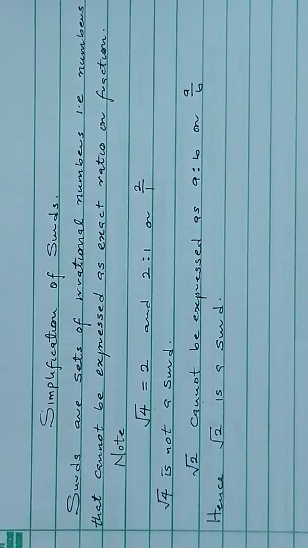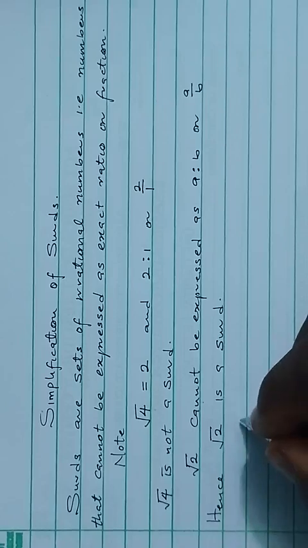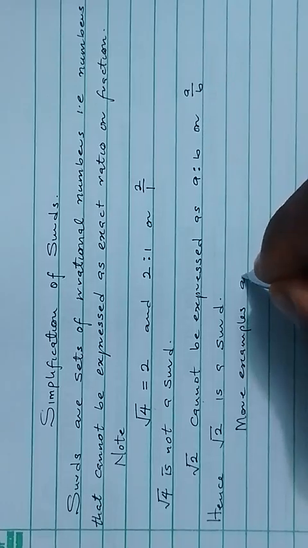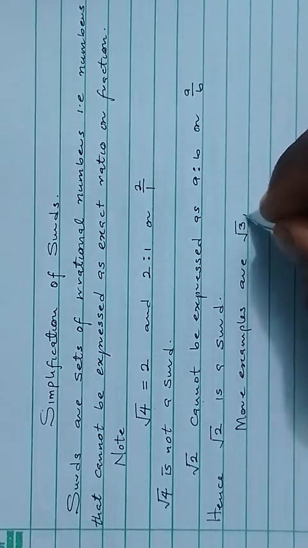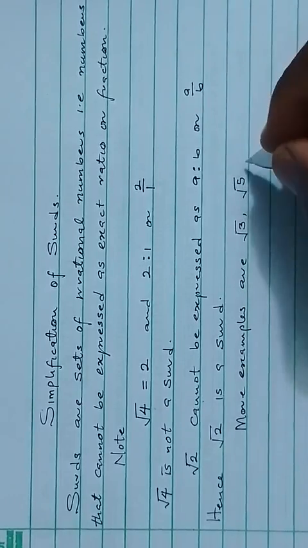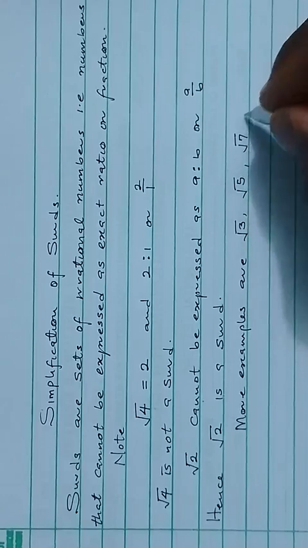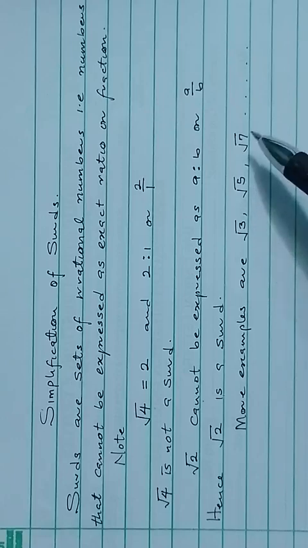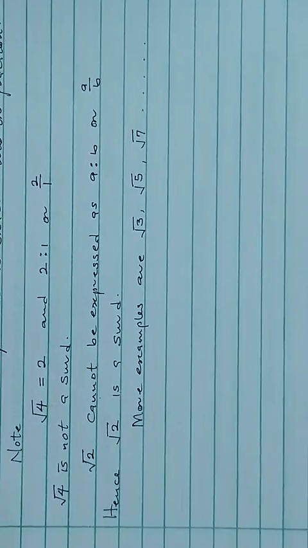More examples of surds are root 3, root 5, root 7, and so on. They are irrational numbers because they cannot be expressed as an exact ratio or fraction. Now, the main purpose is to learn how to simplify surds.